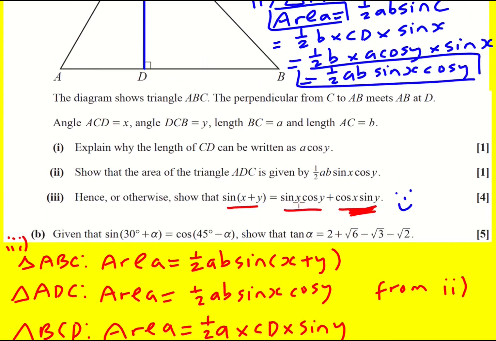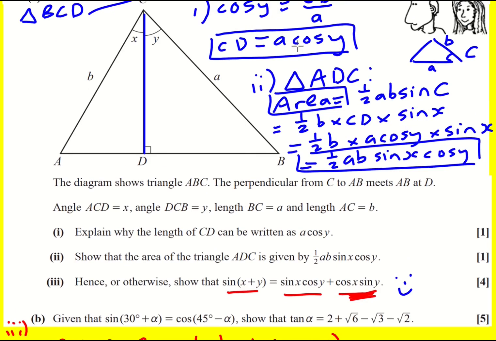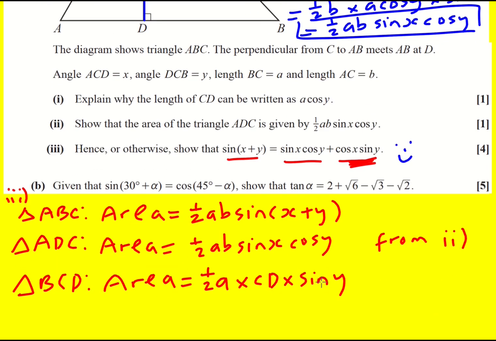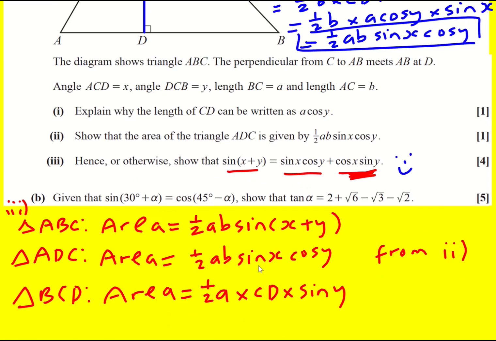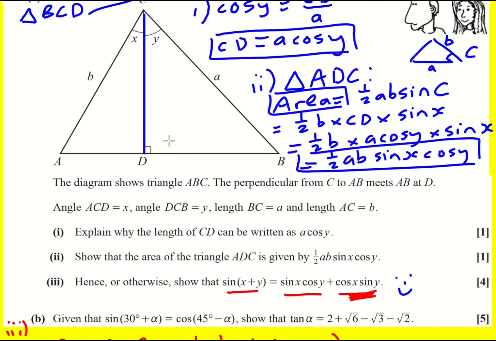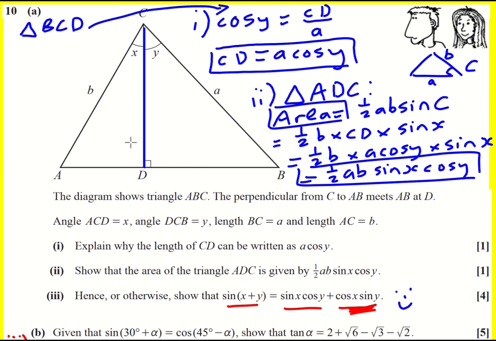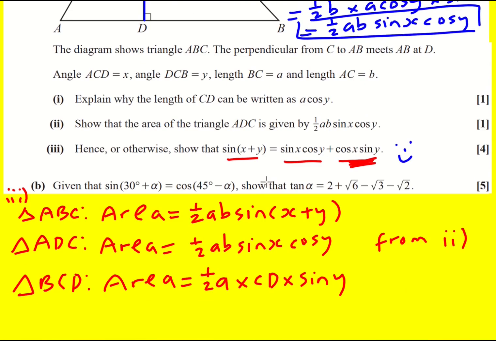Now the thing is, if I use the CD from before, then I've got A cos Y. That's not what I want. I'm going to get sine Y times cos Y. So we need to think of another, and this is the hardest bit of the question so far. We need to think about how else we could write CD. And instead of using A, we could actually use B. So we could write it as B times cos X. That's another way of approaching it.